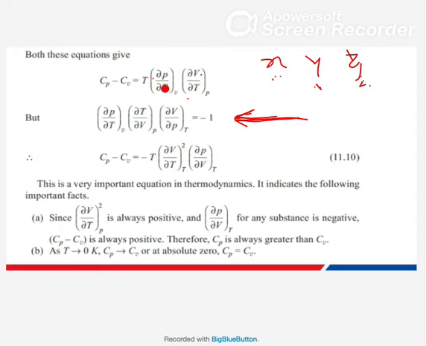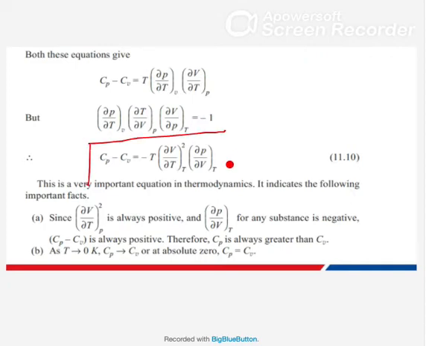Why did we do this? Because we have dou p by dou T at constant volume here, and dou v by dou T at constant pressure. So we just want to replace the first one using this relation with minus 1. Finally we derived the equation Cp minus Cv equals minus T times (dou v by dou T at constant pressure) squared multiplied by dou p by dou v at constant temperature.